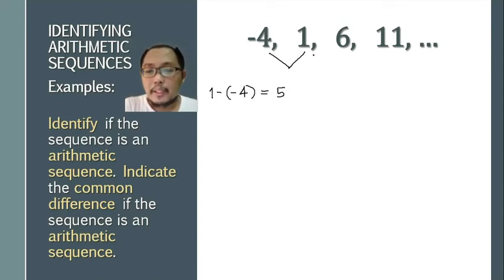Let us check whether this pair of numbers, 1 and 6, gives us the same difference of 5. Having 6 minus 1, which gives us a 5 as well.